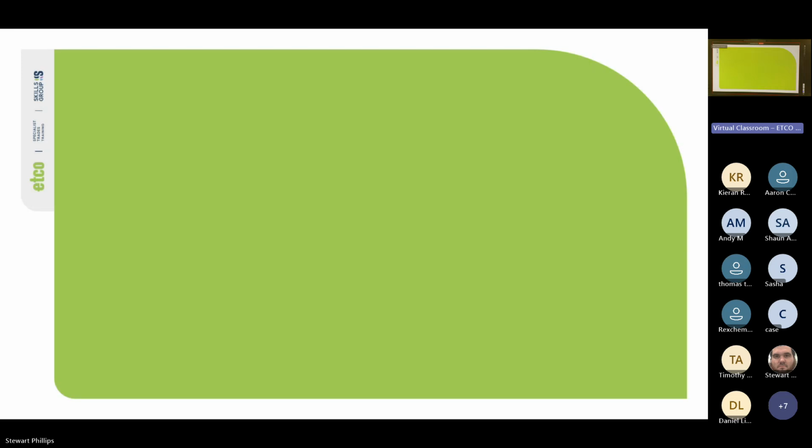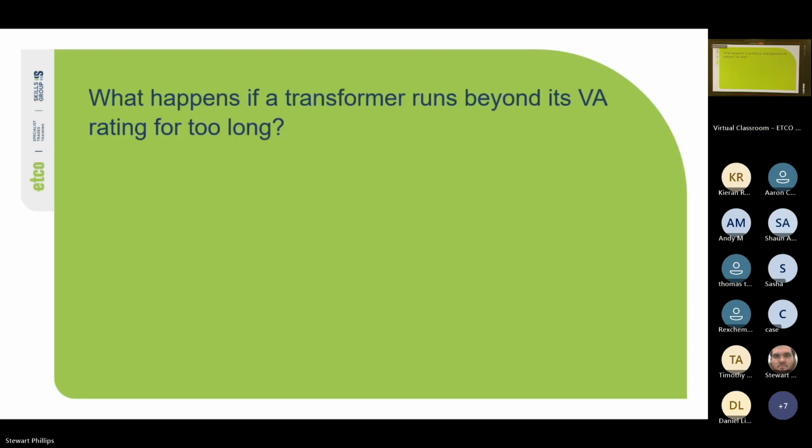So every transformer is designed for a specific set of conditions. Respect those limits, voltage, current, temperature, and environment, and it will run quietly for decades. Ignore them, and we'll be replacing burnt insulation before you know it. So, what happens if a transformer runs beyond its VA rating for too long?